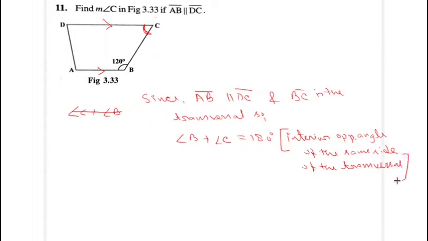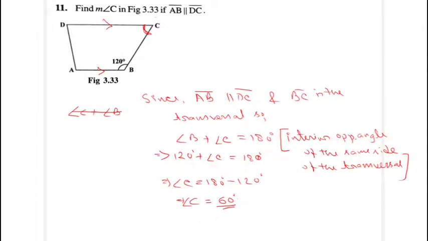Okay, so that's why their sum is 180 degrees. Now angle B is given as 120 degrees. Angle C we have to find out. It's 180 degrees, so angle C equals 180 degrees minus 120 degrees. This implies angle C equals 60 degrees. Okay, so this is very easy to find out.